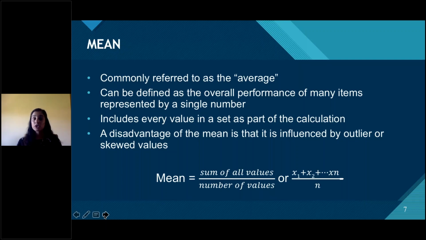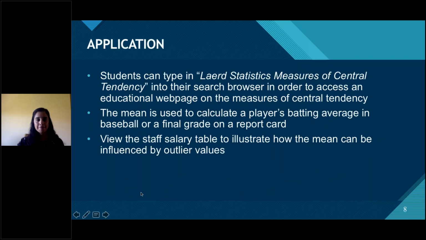So the mean is commonly referred to as the average. It can be defined as the overall performance of many items, but represented by a single number. One of the advantages of the mean is that it includes every value in a data set as part of the calculation. But on the other hand, this can be a disadvantage because it includes every value in a data set, so the mean can be greatly influenced by outlier or skewed values. And then I've given below the formula on how to calculate the mean. I'm not going to go over that. So the application for the mean.